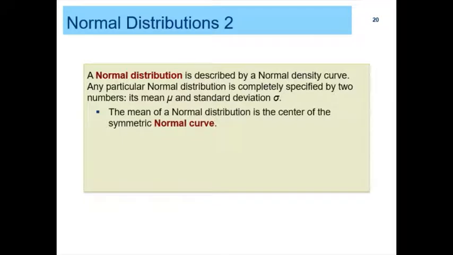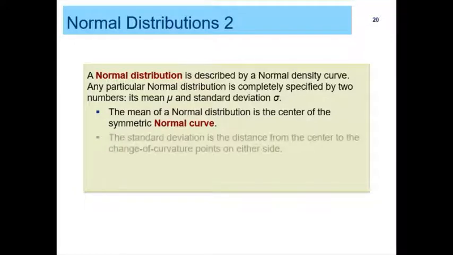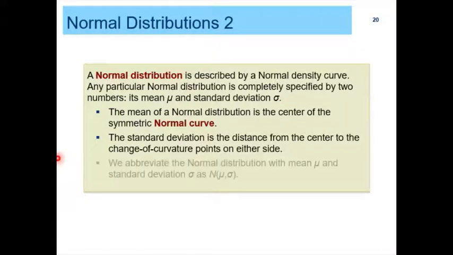So a normal distribution is described by a normal density curve, and any particular normal distribution is completely specified by two numbers: its mean mu and standard deviation sigma. The mean of a normal distribution is the center of the symmetric normal curve, and standard deviation is the distance from the center to the change of curvature points on either side.